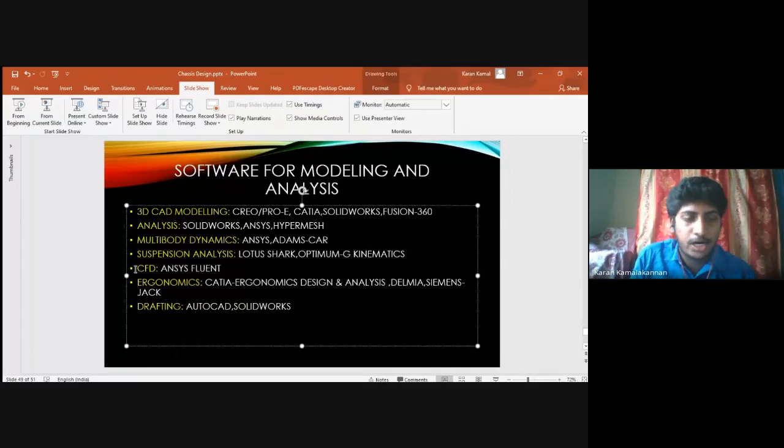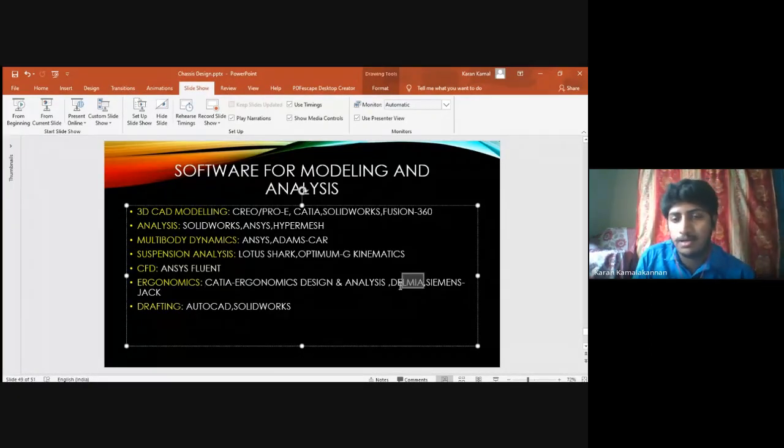And for CFD, for aerodynamics and other purposes, you can go with ANSYS Fluent. It is a good software. And for ergonomics, the passenger occupant, you can go with CATIA. The ergonomic design analysis tab, you can use it. And Delmia, which is by Enovia, is a part of CATIA. It is an advanced software. If you get it, you can use it, because I am not familiar with Delmia, but I am familiar with CATIA.